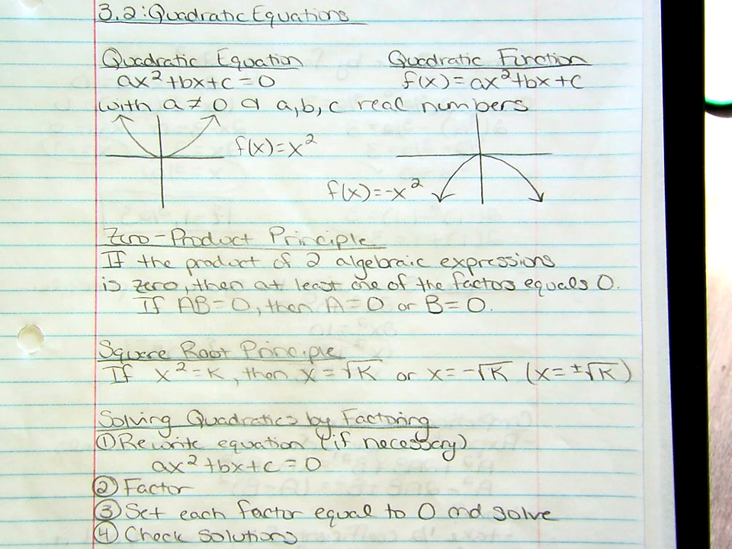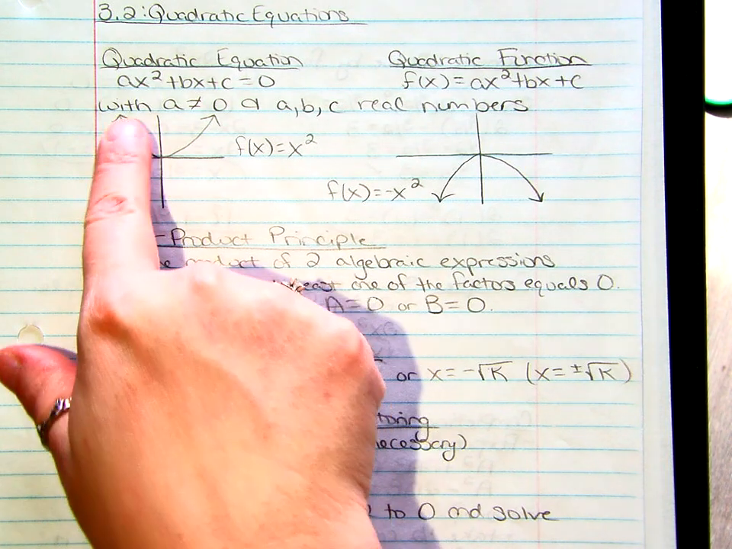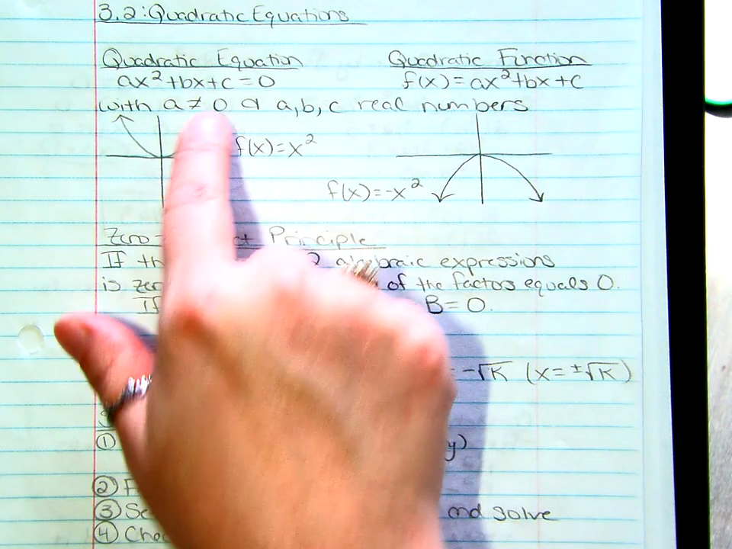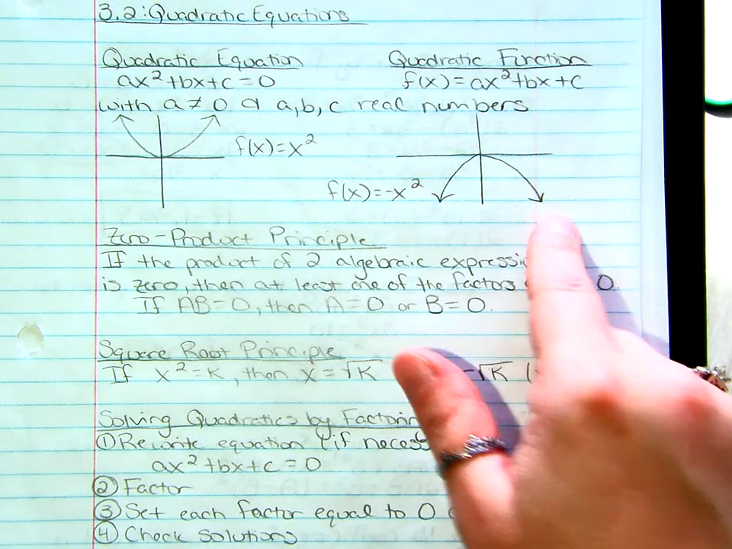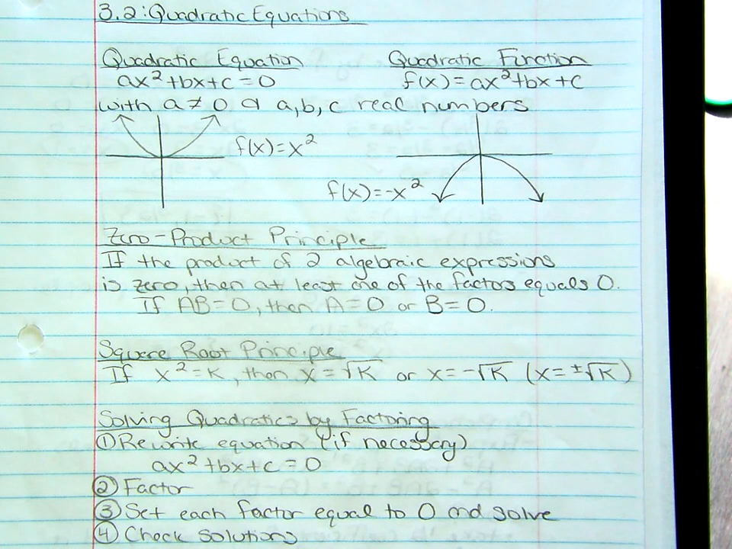The way that these look, these are one of our mother functions that we've talked about previously, or our basic functions, our basic graphs, where it is called a parabola. This U shape, whether it's facing up or down, is known as a parabola. And that is what a quadratic equation or function graphs like.